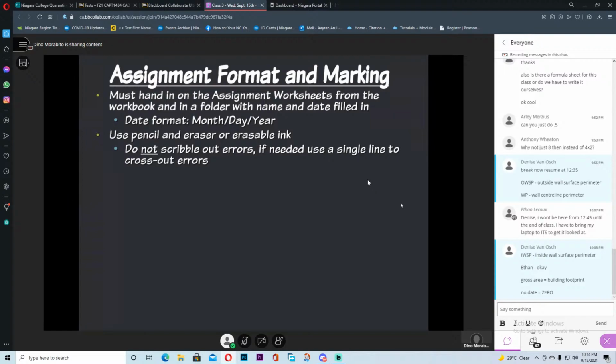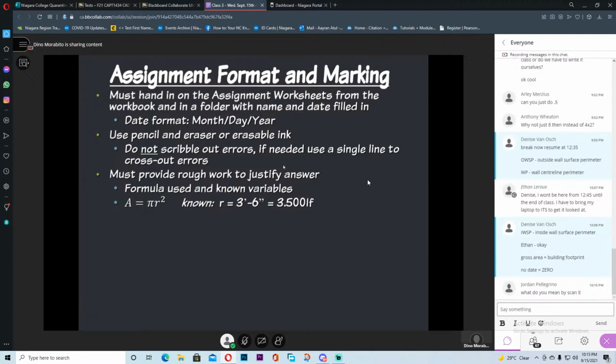However, when you make a mistake, that's what an eraser is for. Or if you have erasable ink, you can just erase it. You do not scratch out your errors. If you absolutely have to, one single line through the error is enough to tell us that that's not correct. If you're in industry and you start handing in work to your boss with things scratched out like that, it's going to look horrible. So we won't accept it.